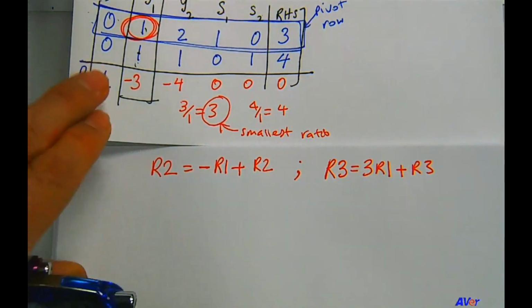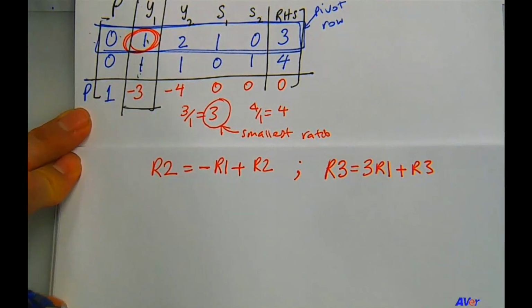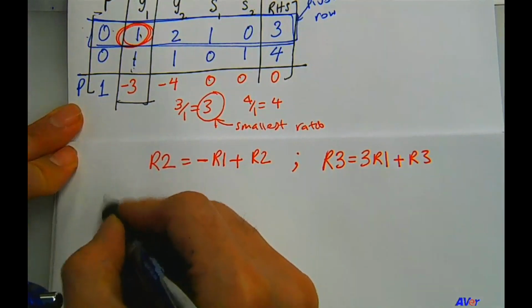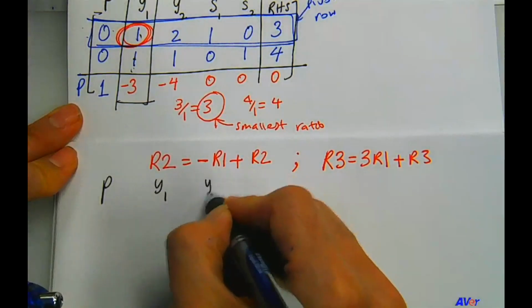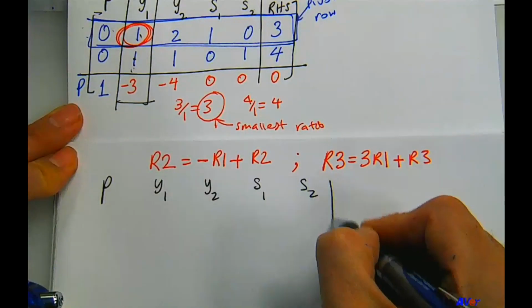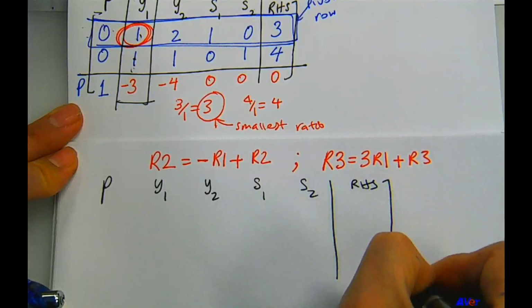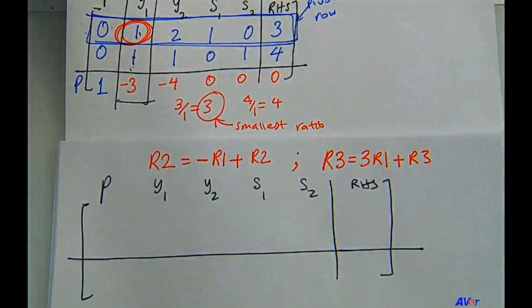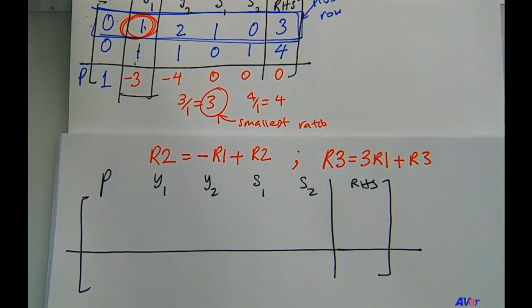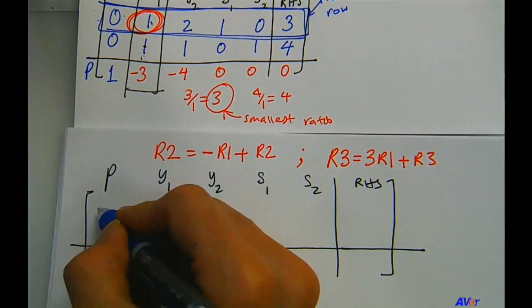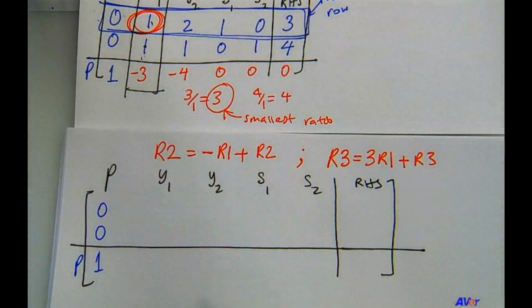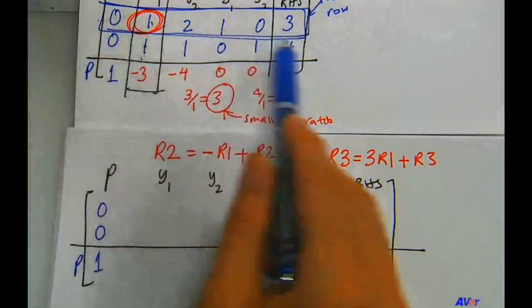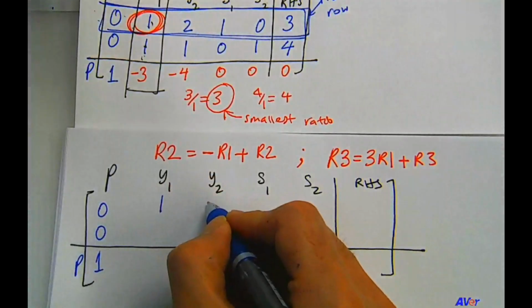Okay, so let's write down the next tableau. We have P, Y1, Y2, S1, S2, and the right-hand side column. And here's the P here. So 0, 0, 1 is the first column. The first row isn't going to change. This row isn't changing because it's the pivot row, right? So I'm going to write it as it is.